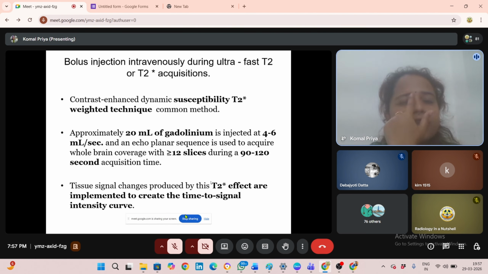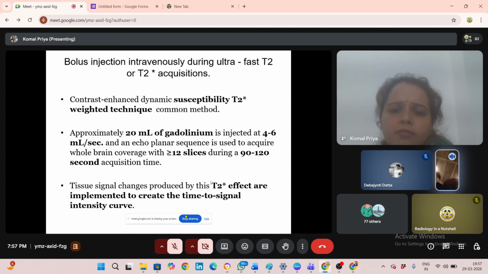Okay, I'll be explaining all these things. So same things are written in this slide also, that dynamic is when you give the contrast and you acquire the image. So T2 star weighted image will be seen, T2 fast or a fast T2 sequence will be acquired.